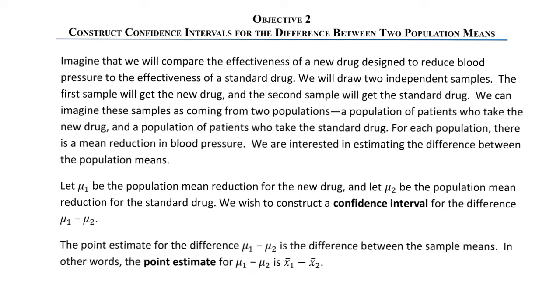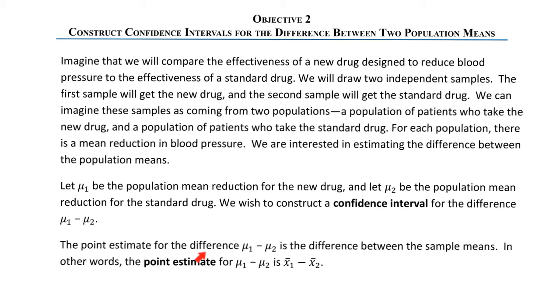For each population, there is a mean reduction in blood pressure. We are interested in estimating the difference between the population means. Let mu1 be the population mean reduction for the new drug and mu2 be the population mean reduction for the standard drug. We wish to construct a confidence interval for the difference mu1 minus mu2. That is the difference between two population means.